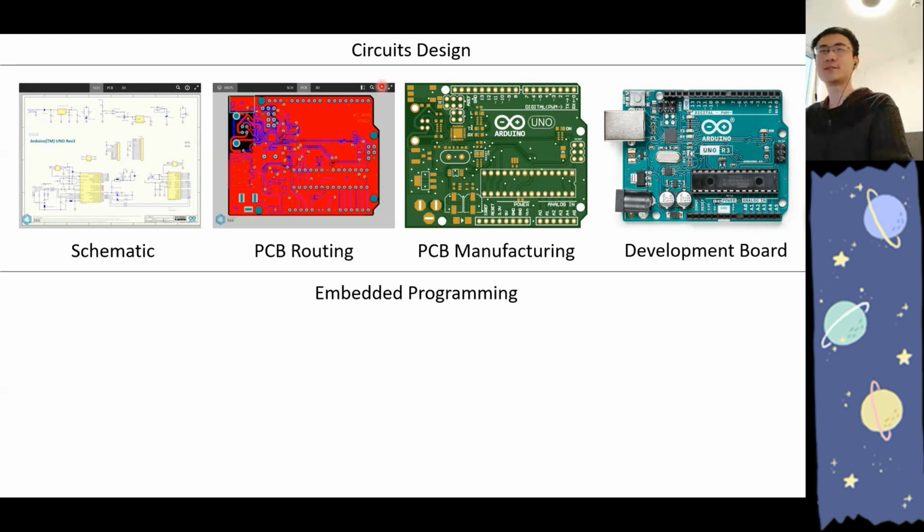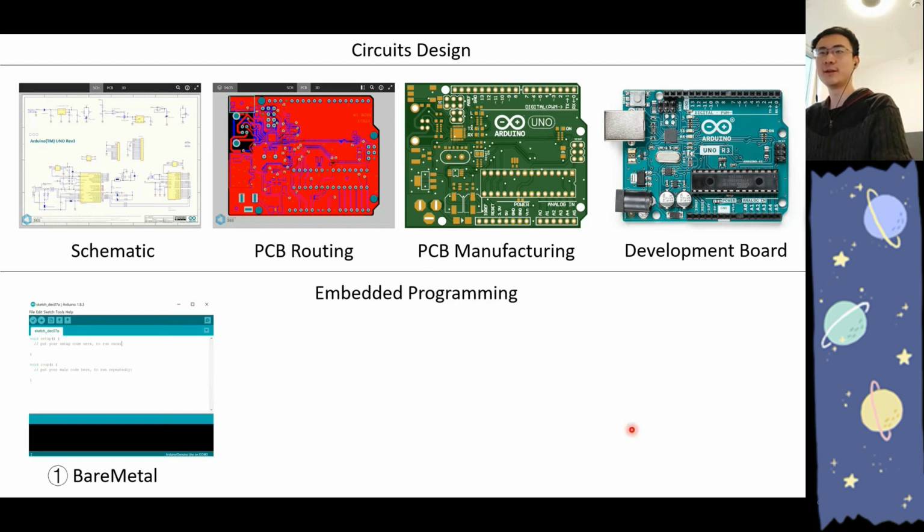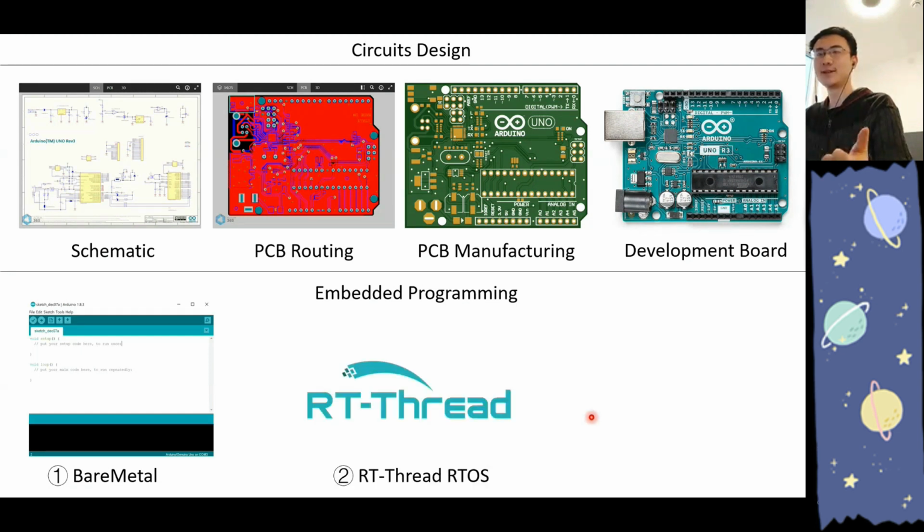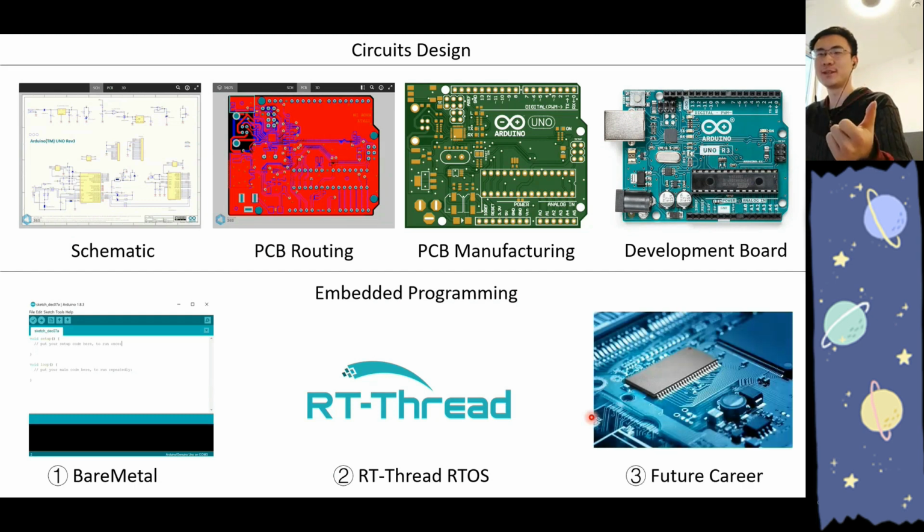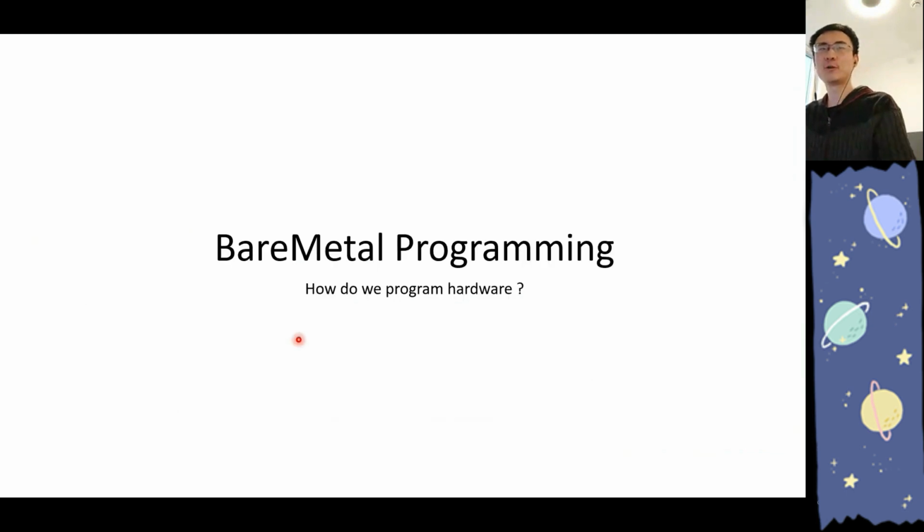Well, today I will not talk about circuit design because you come from computer application, right? So instead, I will focus on programming, how to write the code to control the hardware. First, I will introduce bare metal programming, which means we program the hardware directly without an operating system. Later after that, I will introduce RT-Thread, and I'll explain why do we need a real-time operating system. Lastly, if you find it interesting and would like to seek a future career, I prepare some resources that may be helpful. So this is the agenda of my talk. Let's move on to the first part, bare metal programming. So how do we program hardware directly?